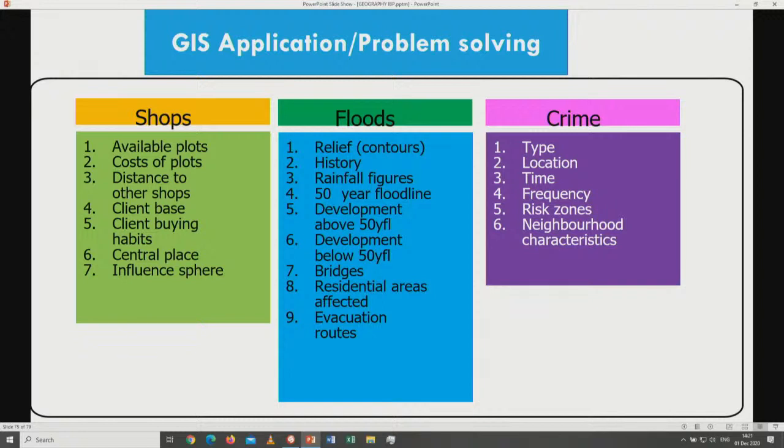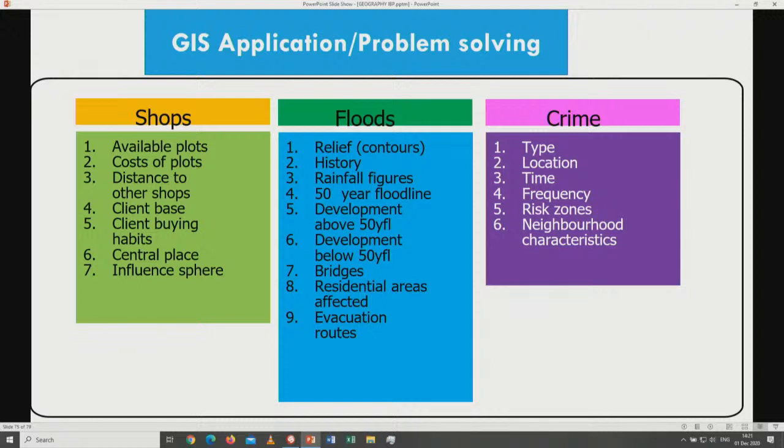Let's say we want to build a shopping center, as we have seen. Things that you look for when you want to build a shopping center, GIS will be able to tell you the availability of plots, the cost of plots, distance from other shops, clients, buying power, how people are working in that area. So you must be able to answer such questions. If you want to open a shop of Nike, you must know whether people are fans of that brand in that particular area. Floods is another one, the most common one.